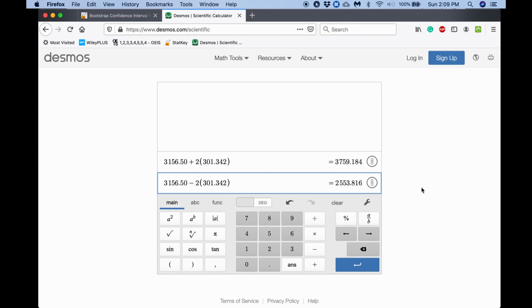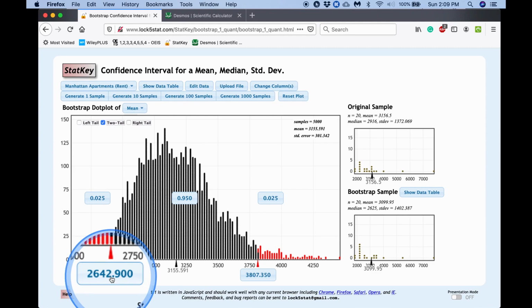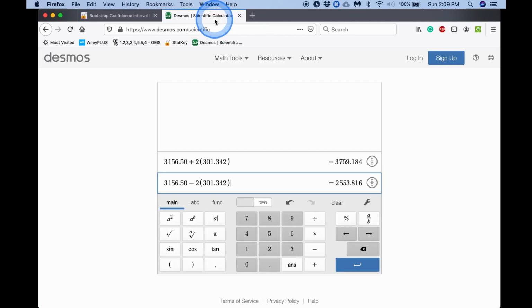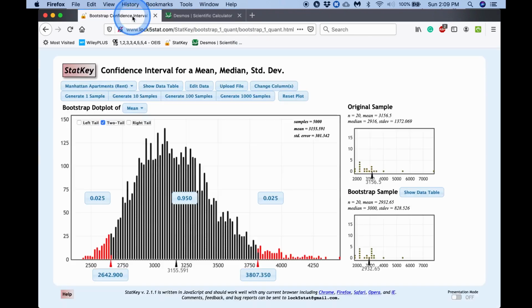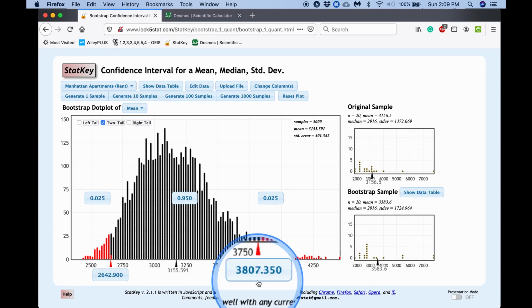Now, let me show you an alternative way to do this, which is to have StatKey carve out the middle 95% of the data. When StatKey does this calculation, we can see that it calculates a left endpoint of 2,642.9. That compares somewhat with our 2,553. At the other endpoint, it gets 3,807.35.